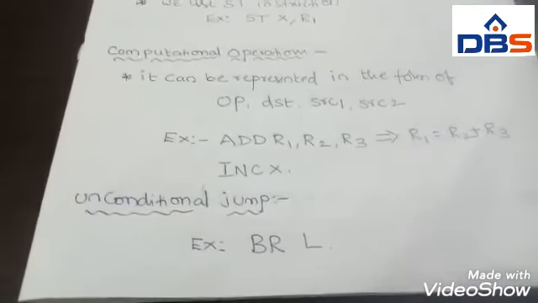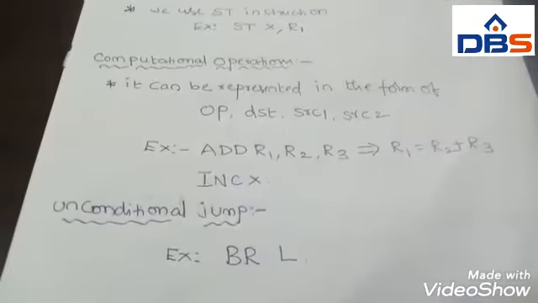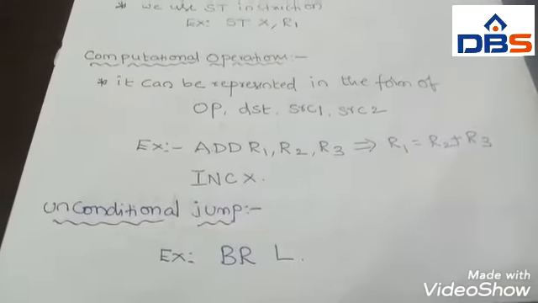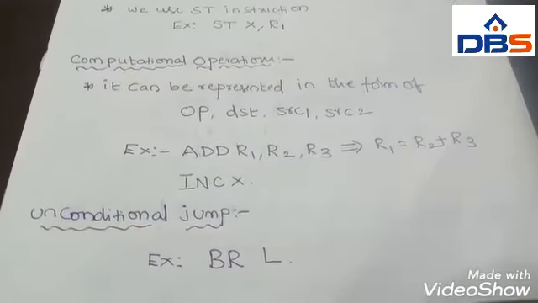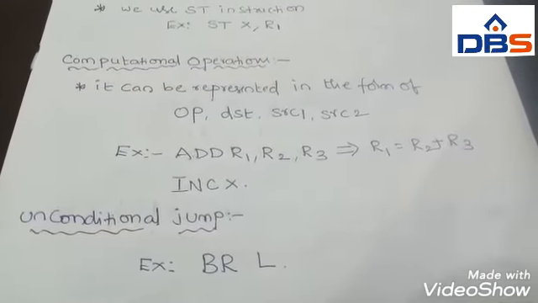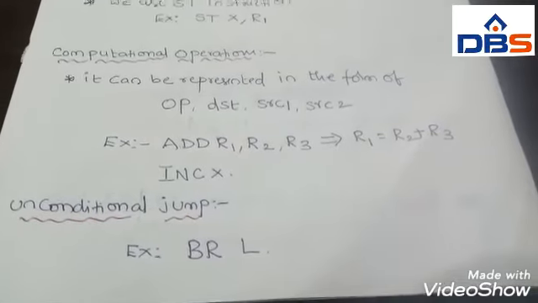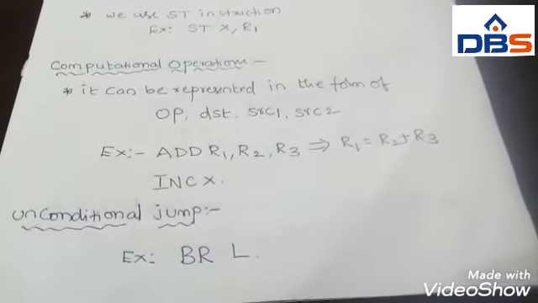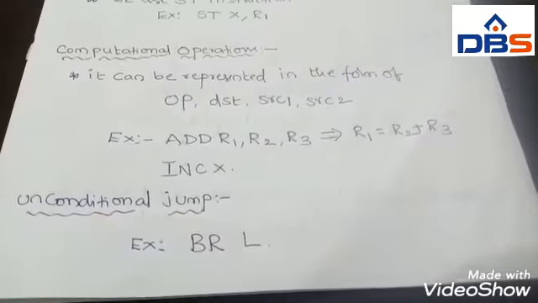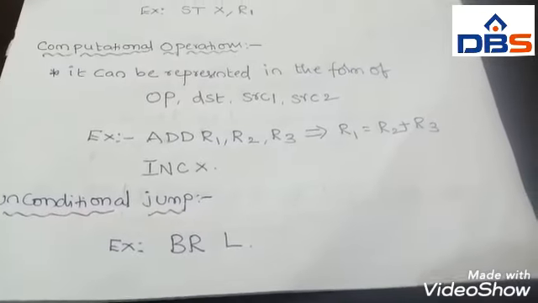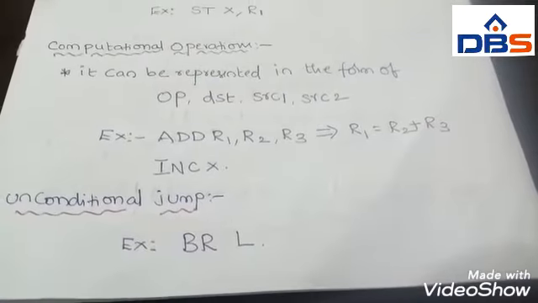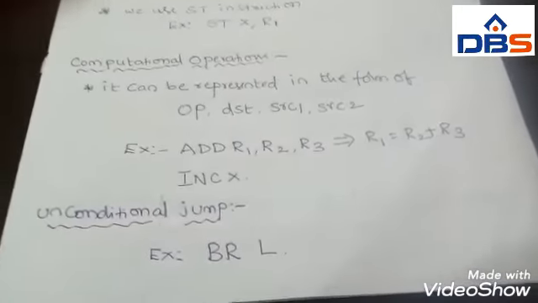So the next one is unconditional jump. What is meant by unconditional jump? Without checking any condition, the control will be transferred to the corresponding location. For example, if we take the C language, we have some jumping statements like break, continue, exit, and so on. Here the example is BR L. Without checking any condition, control is transferred to L.